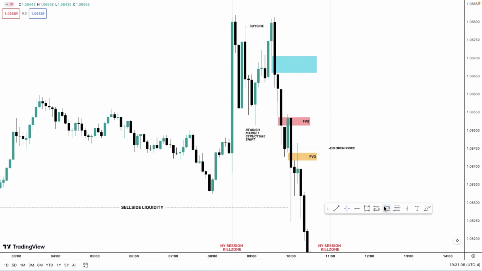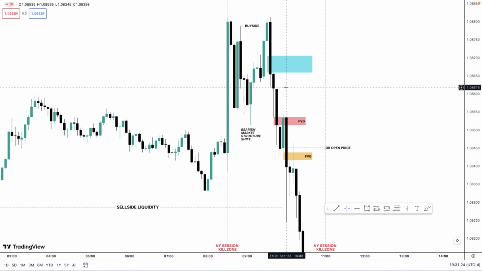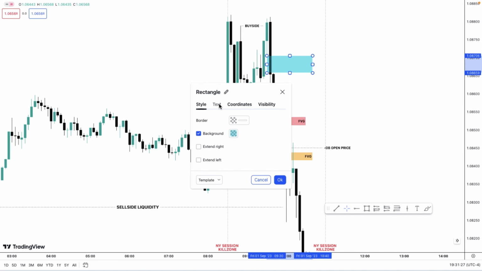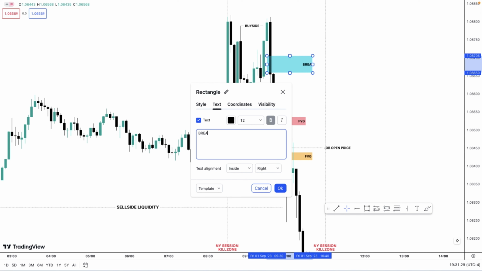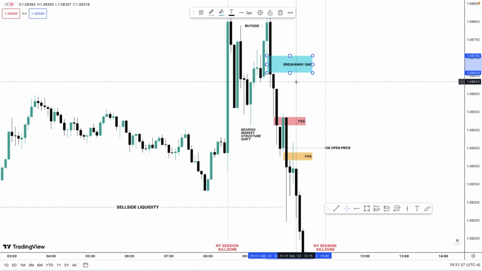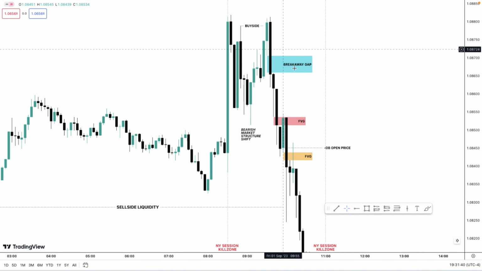But you have to put your risk in a manner that if price was to trade to this fair value gap here, you would not blow your account. But you don't expect it to trade to that fair value gap. Why? Because you can anticipate this to be a breakaway gap. In other words, price is in a hurry that it doesn't have to trade to this gap.